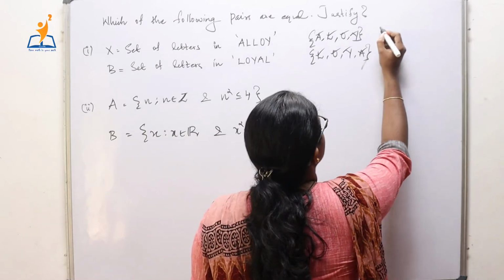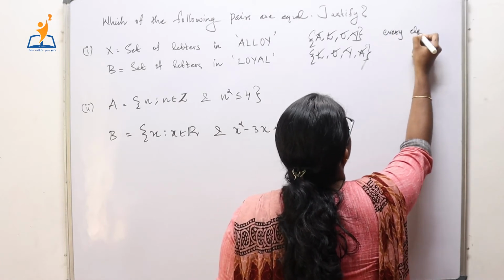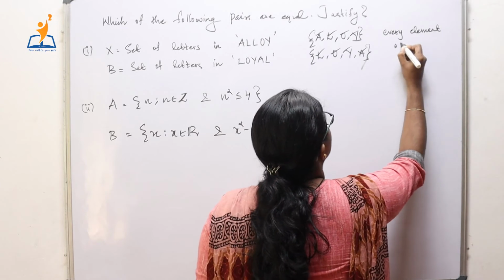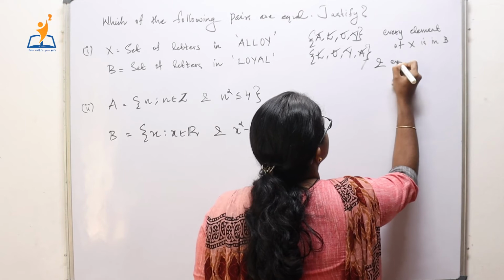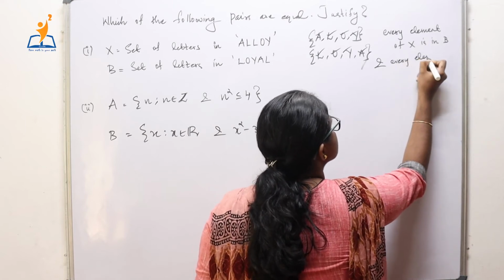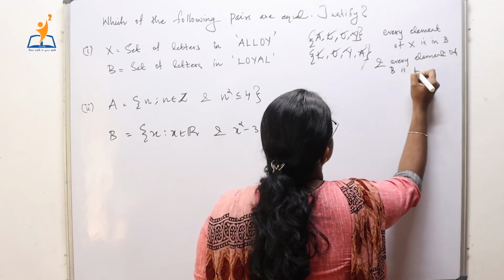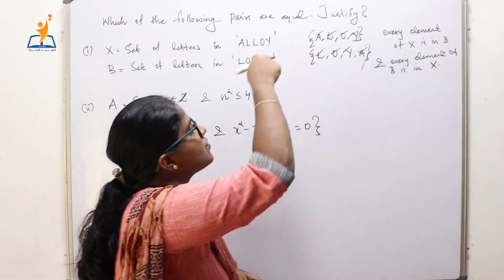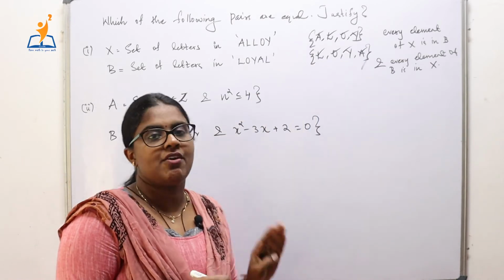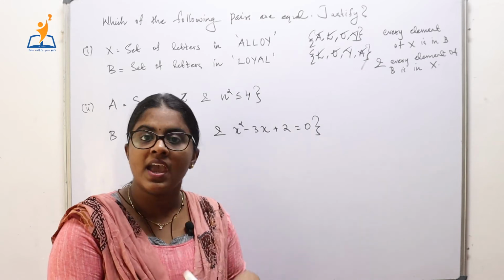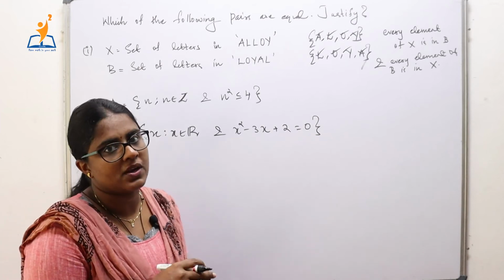So you can write that explanation: every element of X is in B and every element of B is in X. Also you have to specify the sets X and B in roster form. Then you have to write every element of X is in B and every element of B is in X, and that is the justification for this particular question.